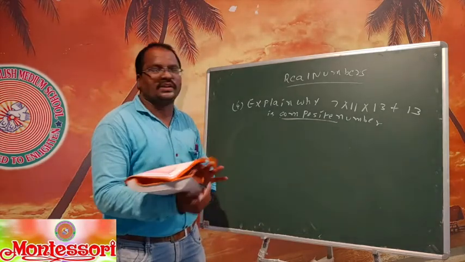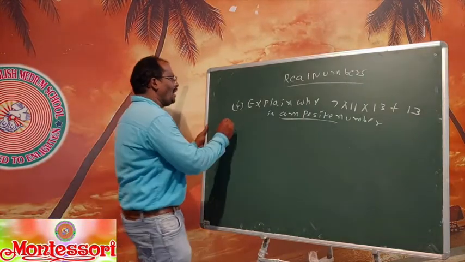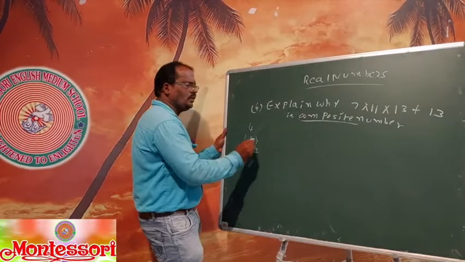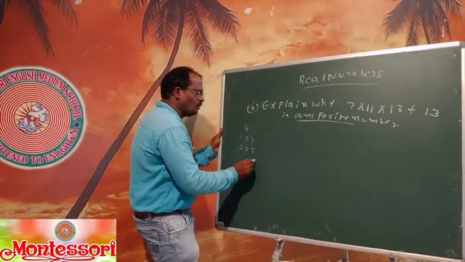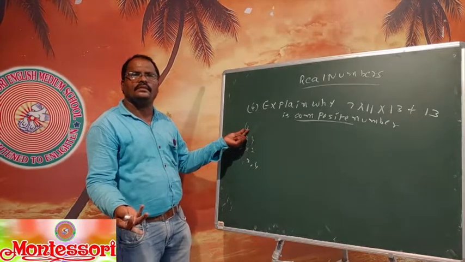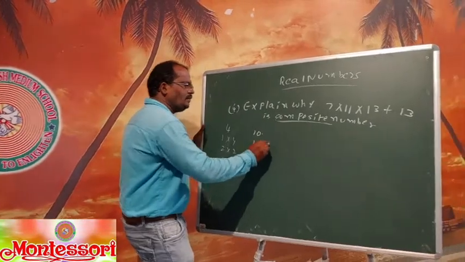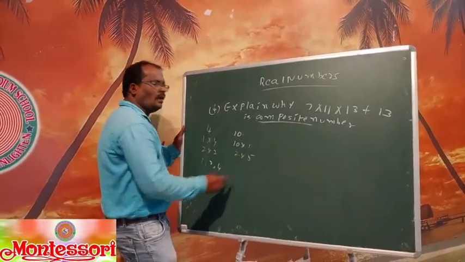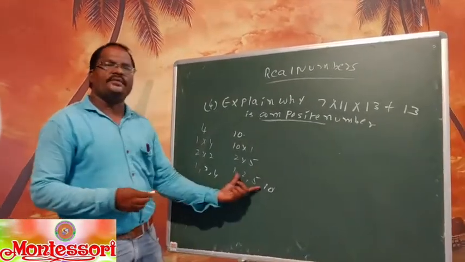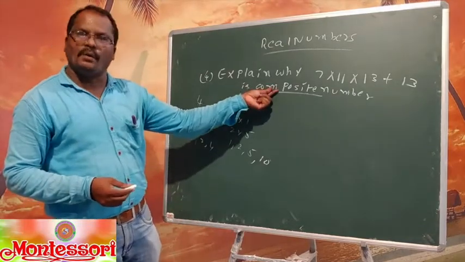Now you have to prove that it is a composite number. Composite number means, for example, consider 4. Write 4 as 1 into 4 and 2 into 2. How many factors are there? 1, 2, 4. That is more than 2 factors, so this is called a composite number. Otherwise, take 10. Write 10 as 10 into 1 and 2 into 5. How many factors are there? 1, 2, 5 and 10 also. That is 4 factors. More than 2 factors means this number is called a composite number.